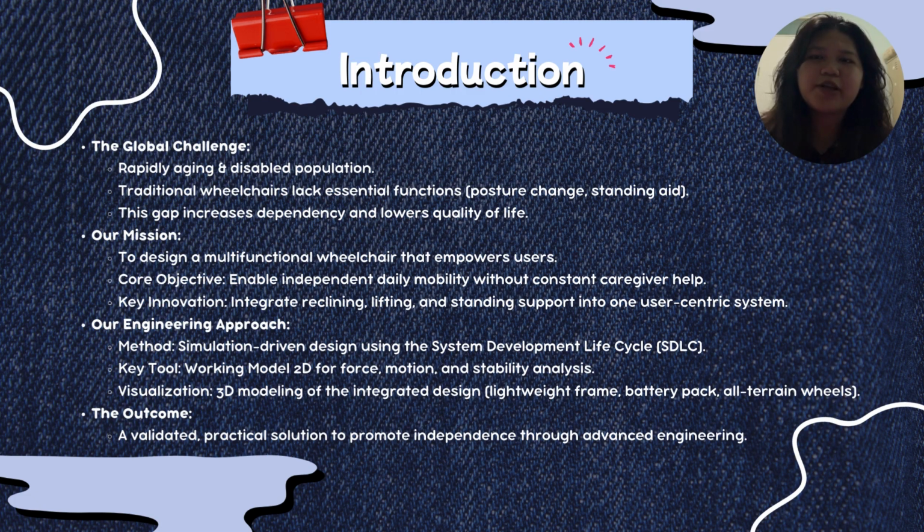Regarding our engineering approach, we embrace a simulation-first, rigorous method of engineering in order to make our design viable, safe, and stable. We adhere to a systematic design life cycle and, most importantly, apply Working Model 2D software to model the physics, the forces, motions, and stresses in our mechanisms far earlier than any actual physical model. We also created detailed 3D models with an optional lightweight, commonly steel frame, optional motorized, and all-terrain wheels.